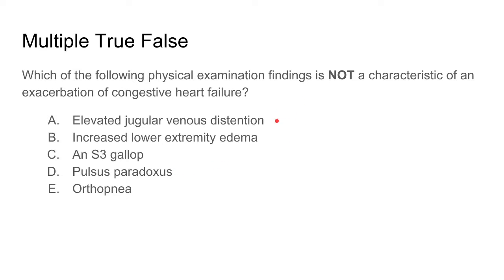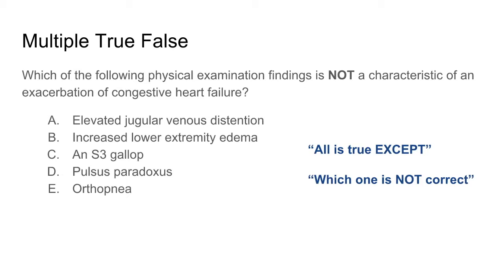You need to know 4 facts for this question. You need to know that there's elevated JVD. You need to know that there's edema, and S3 and orthopnea are characteristic findings. So that's kind of unfair, and don't do this when you're writing a question. All is true except, or which one is not correct, are other ways to phrase this. Don't do this. Let's make an X there.